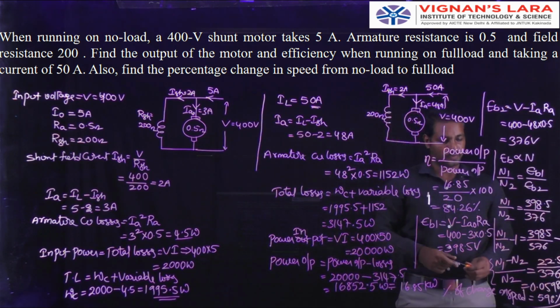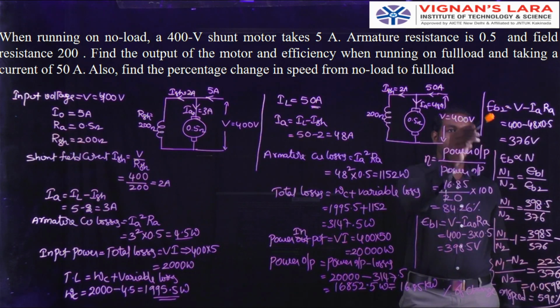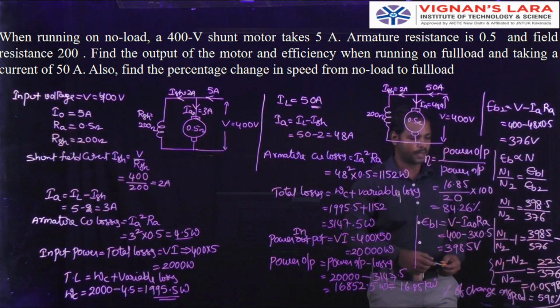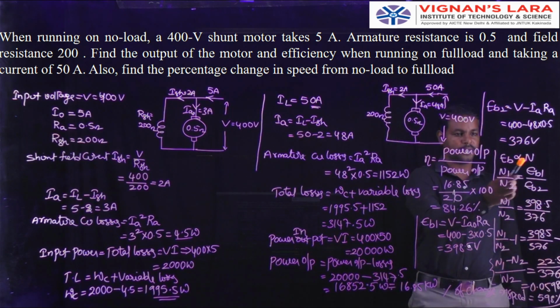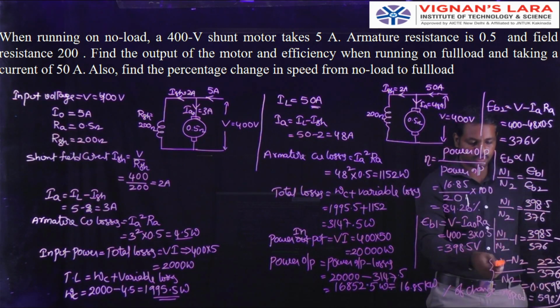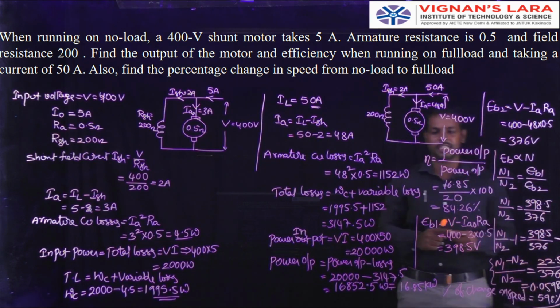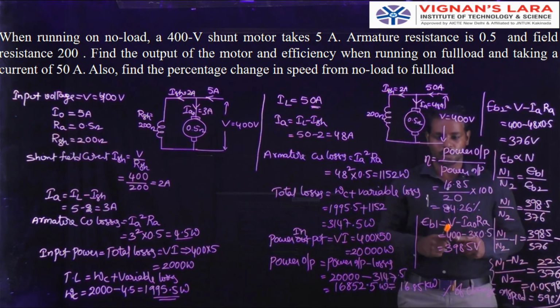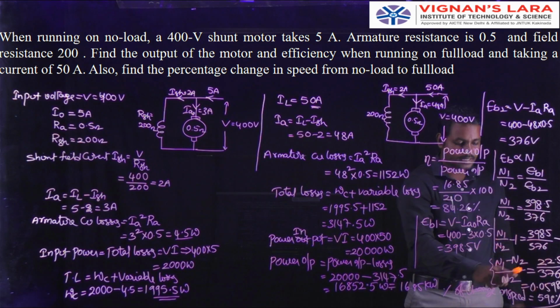In this problem we find the percentage of change in speed from no load to full load. So at no load condition, EB1 is equal to 398 volts, and at full load condition, EB2 is equal to 376 volts. We know the relation between EB and N: N1 by N2 is equal to EB1 by EB2. Substituting these two parameters and subtracting 1 on both sides, N1 minus N2 divided by N2 is the percentage of change in speed from no load to full load. So that is the expression of change in speed.